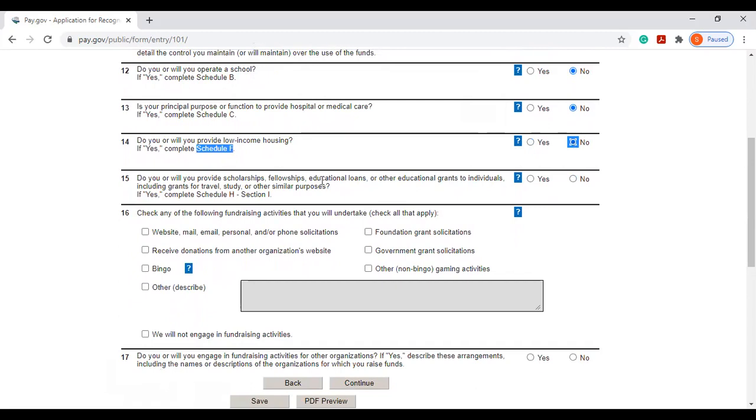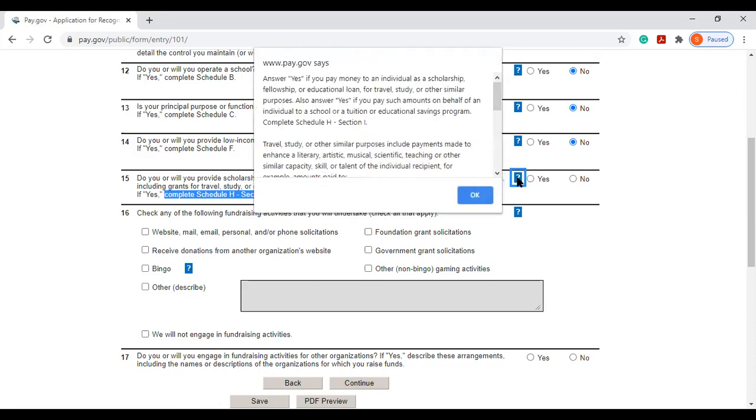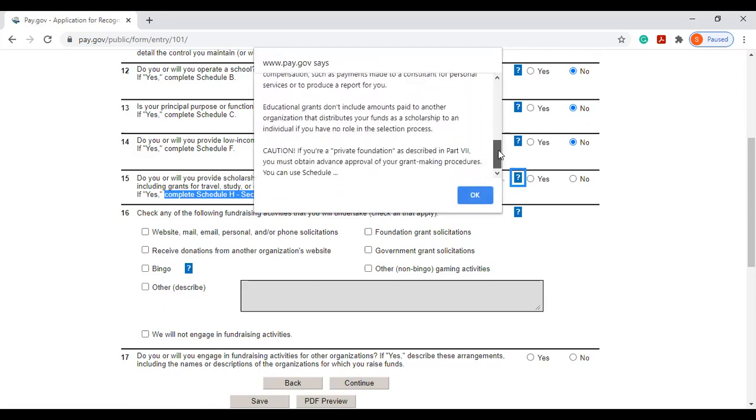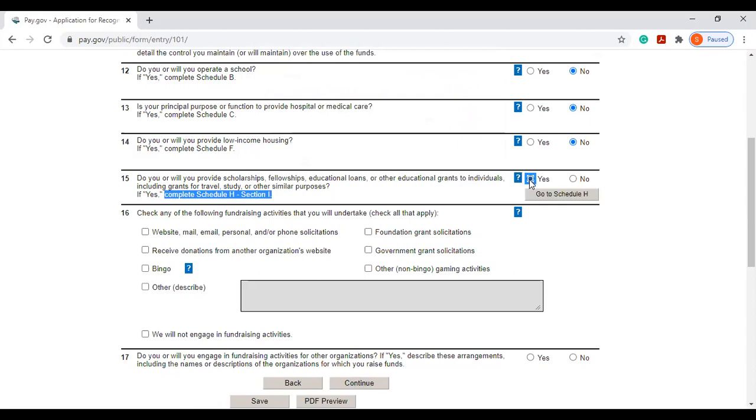to click on no. Line 15, do you or will you provide scholarships, fellowships, educational loans, or other educational grants to individuals, including grants for travel, study, or other similar purposes? If you are, complete Schedule H, Section 1. Learn more about it by clicking on the question mark, read all of this information, and then click yes. And then you will go to Schedule H, complete the information required. At the bottom of Schedule H, you'll come back to this page, but I'm going to click on no.